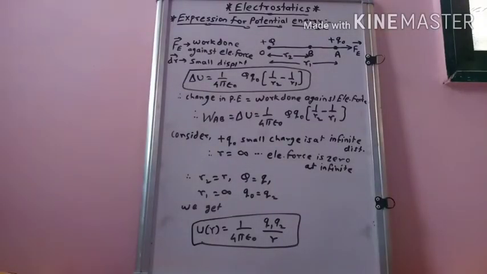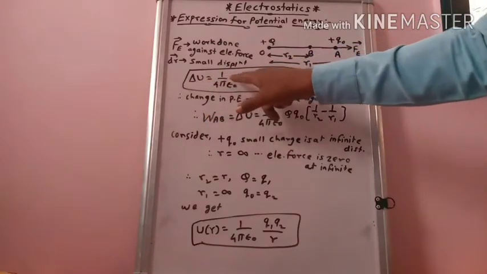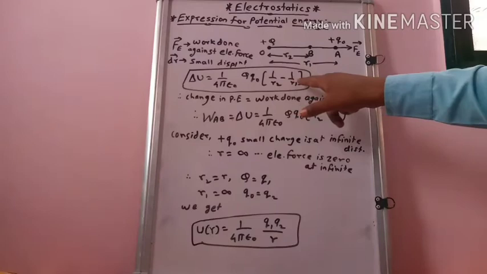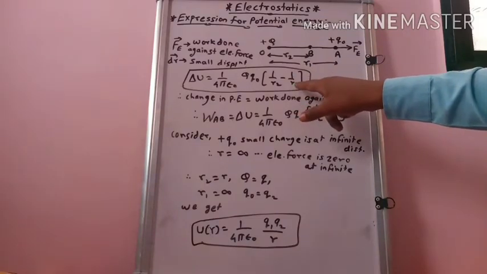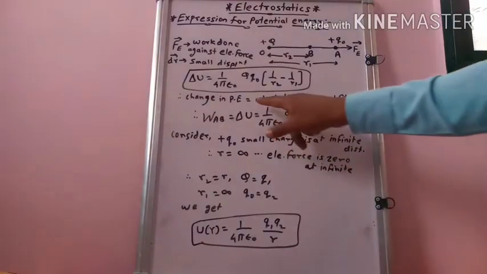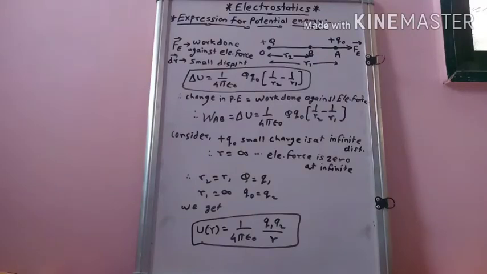Then this change in potential energy, delta U, is equal to 1 upon 4 pi epsilon naught q naught times (1 upon r2 minus 1 upon r1), which is also equal to the work done against the electrostatic force.